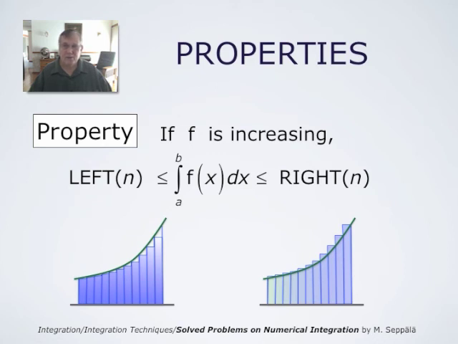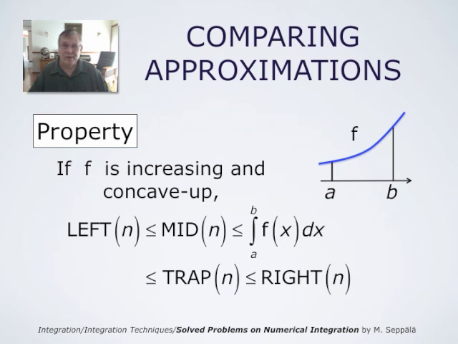This allows us also to understand how accurate our numeric approximations are. If we know that f is concave up or concave down, then we can still improve these approximations. If f is concave up, then the left-hand approximation is at most the mid-n approximation, which is at most the value of the definite integral from a to b, f of x dx, and this is at most the trapezoidal approximation, which is less than or equal to the right-hand approximation. So if f is concave up or if f is concave down, then the mid and trap approximations are better than the left and right approximations.